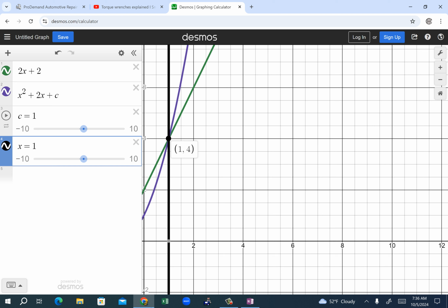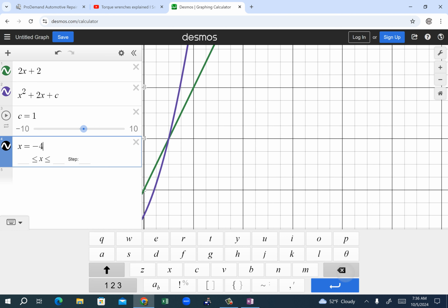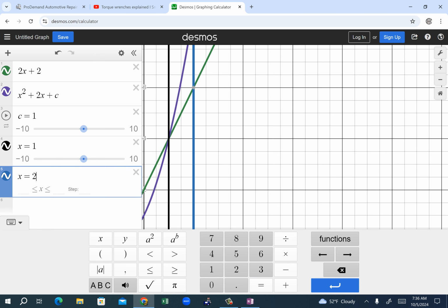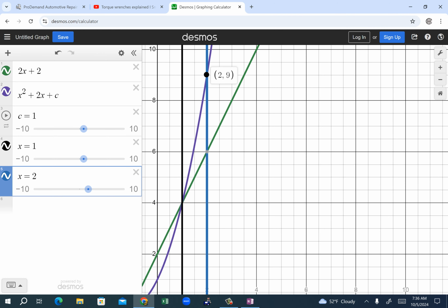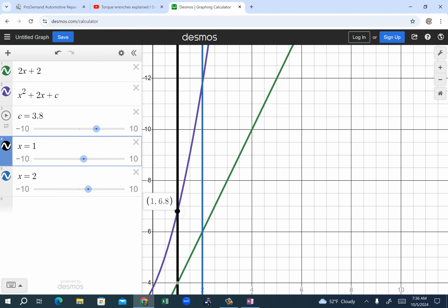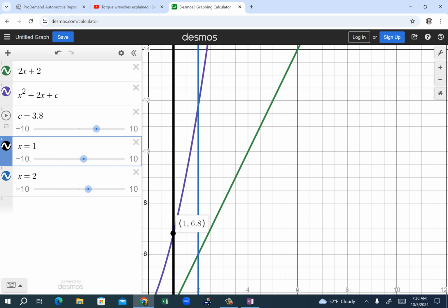If c is 1, at x equals 2, we are 9 units from the start line. 4 units down here. How far have we traveled between 1 and 2? We've traveled 5 units. Now watch this. Let's make this bigger. Here we are at 6.8, and we are at 11.8. The difference between those is what? Well, it's 5 again. It will always be 5.